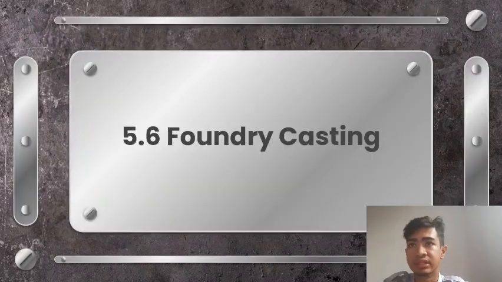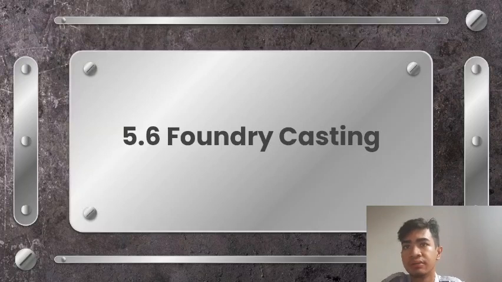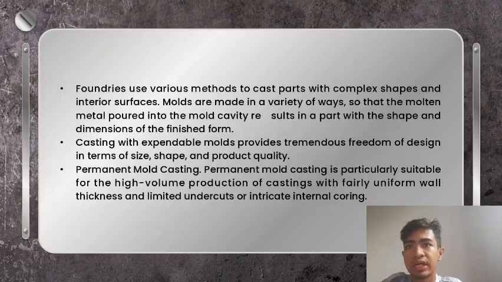Chapter 5.6 Foundry Casting. Foundries use various methods to cast parts with complex shapes and interior surfaces. Molds are made in a variety of ways so that the molten metal poured into the molding cavity results in a part with the shape and dimensions of the finished form. The choice of molding method depends on several factors such as the part size and shape, quantity to be cast, and the molten metal being poured into the mold.